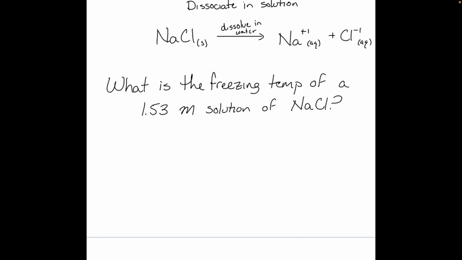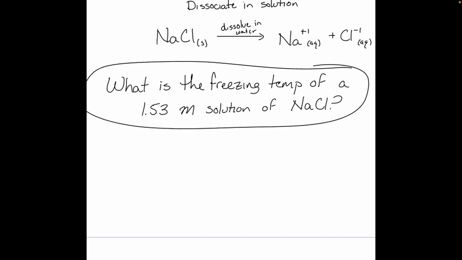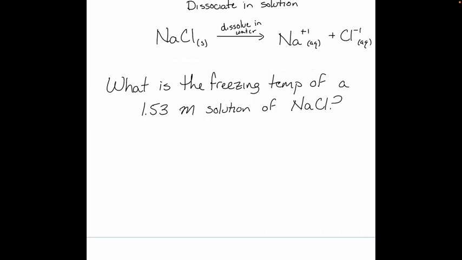Okay, so we want to figure out what is the freezing temperature of a 1.53 molal solution of sodium chloride in water. All right, so I'm going to go back to that table, and I'm going to give you a few minutes to try to solve this on your own, and then we'll do it together. Again, our concentration is 1.53 molal of sodium chloride in water.